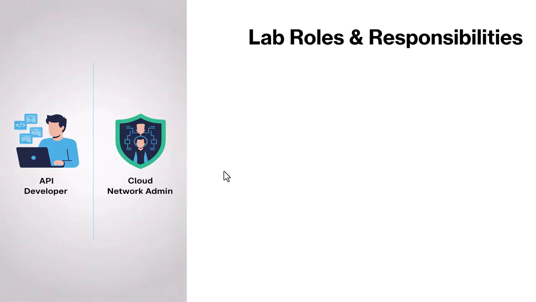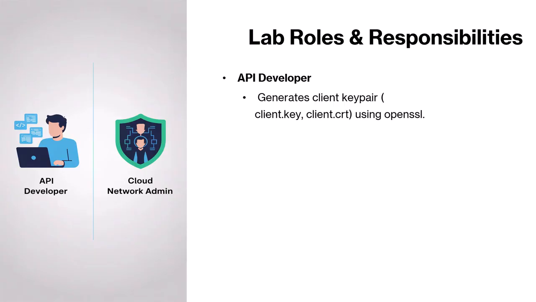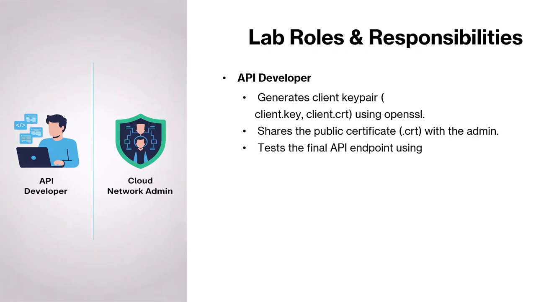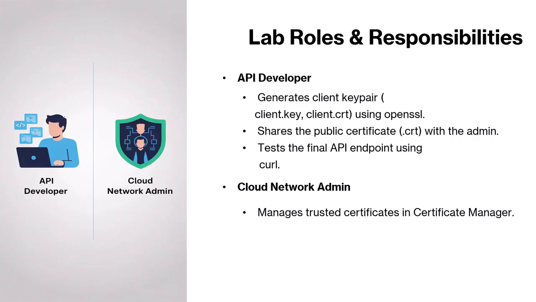So what are the lab roles and responsibilities? To simulate a real enterprise environment, we will be playing two roles. First, the API developer, whose job is to create the client-side credentials, the key and certificate, and later test the connection. Second, the cloud network admin, who is responsible for the powerful backend configuration, managing the trusted certificates, and configuring the load balancer to enforce our security policy.